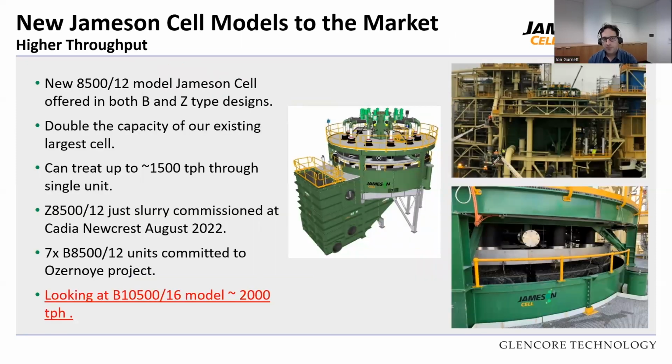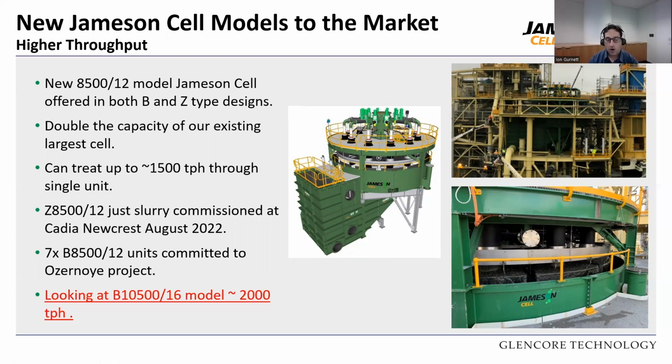Now, that BZ8512 model is this one image you have in the middle. And these cells were originally done to be developed on the ground. However, some applications put them in the air. At the time, it doubled the capacity of our largest cell, so the B6524.